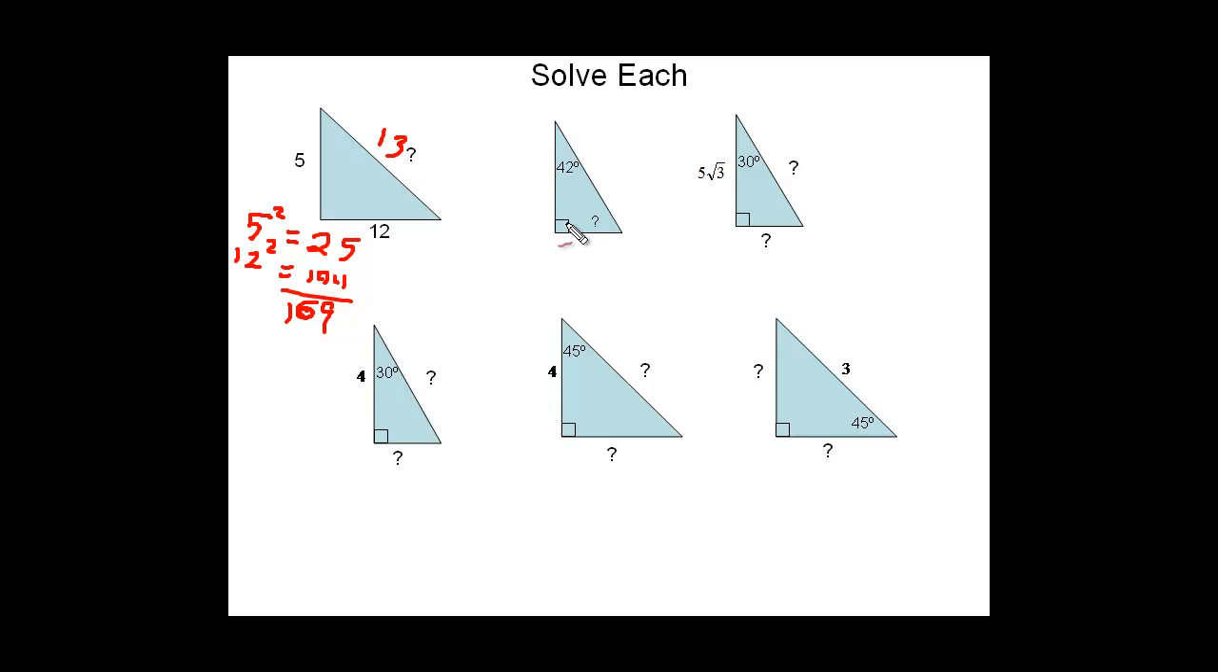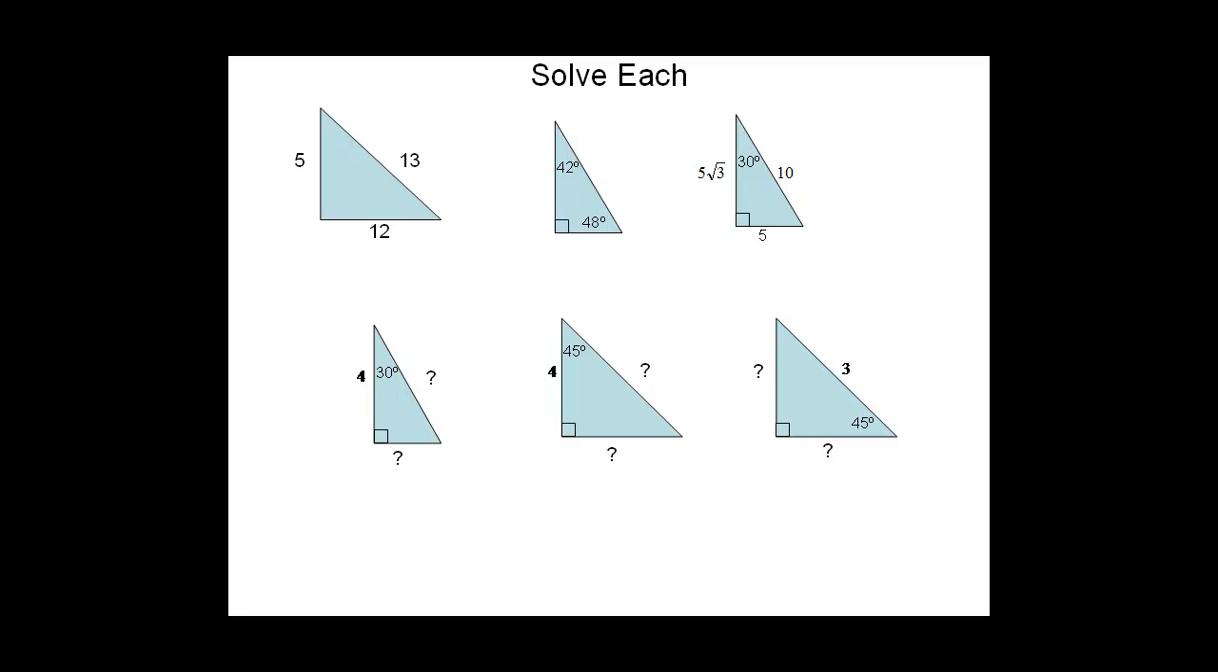Now with 42, here's 90, so you take 90 minus the 42, and you come up with 48. And on this one, since we're going backwards, we get rid of the square root of 3, so this is going to be 5. Then you double it, and you get 10. So this is 5 square root of 3, get rid of the radical, you get 5. Doubled, you get 10. So you get 5, 10, 13, and 48.